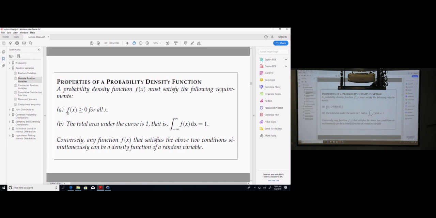Okay, so now we have no random variable as our background, so we insist that the function has to be non-negative because it corresponds to the probability density function, and then the total area under the curve will be equal to 1. All right. Any function here that satisfies the above two conditions at the same time can be a density function of a certain random variable.